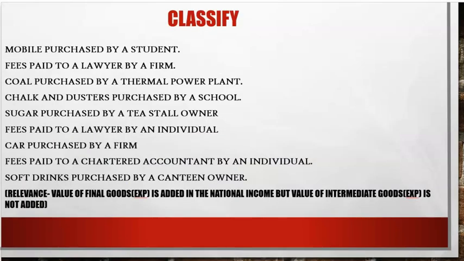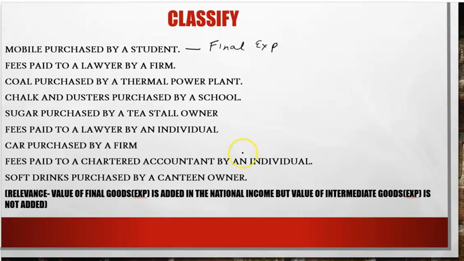Let us solve some questions and understand the concept using these questions. Mobile purchased by a student. Student is a final consumer. Therefore, it's a final expenditure. तो भैया जो मोबाइल परचेज किया है बच्चे ने वो फाइनल एक्सपेंडिचर है. आगे वो स्टूडेंट उसको बेचने वाला नहीं है. It's a final use. So final expenditure.